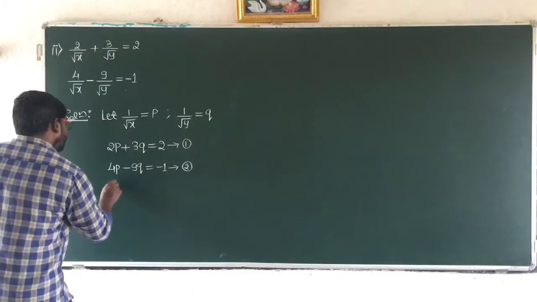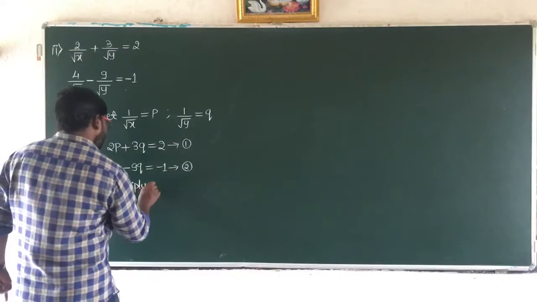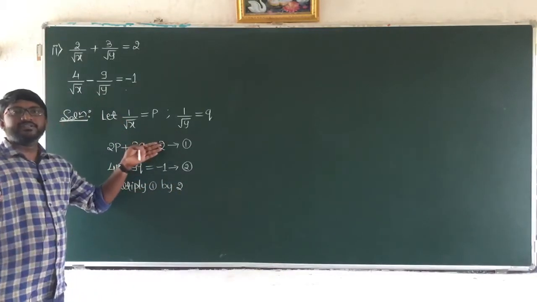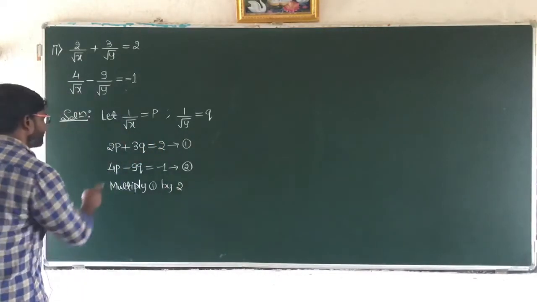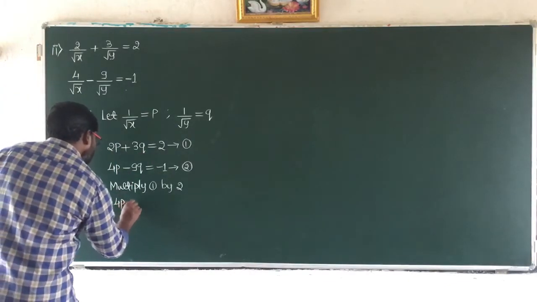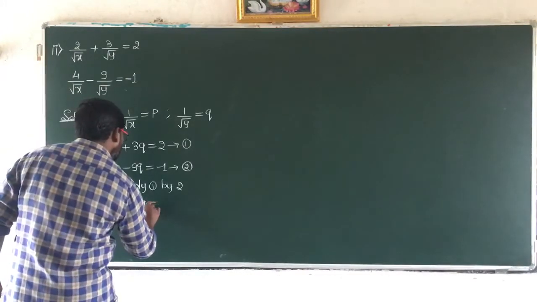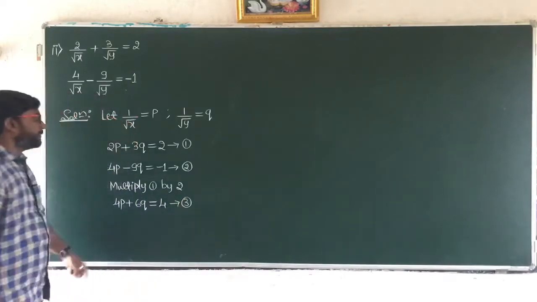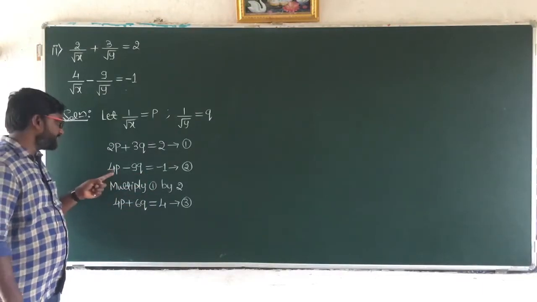So multiply equation 1 by 2. We can also solve this by substitution or cross multiplication method. Whichever is easy, you follow that method. Now I am multiplying each term by 2, we get 4p plus 6q equals 4. Call this equation number 3. Now see equation 2 and equation 3. So 4p and 4p, these two will be eliminated.